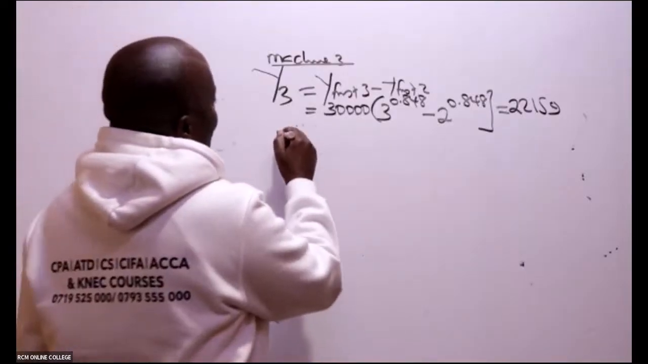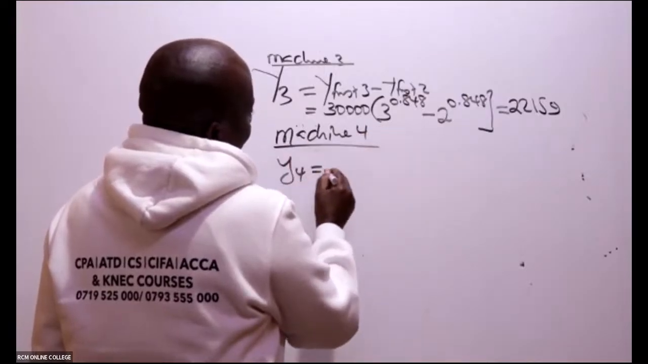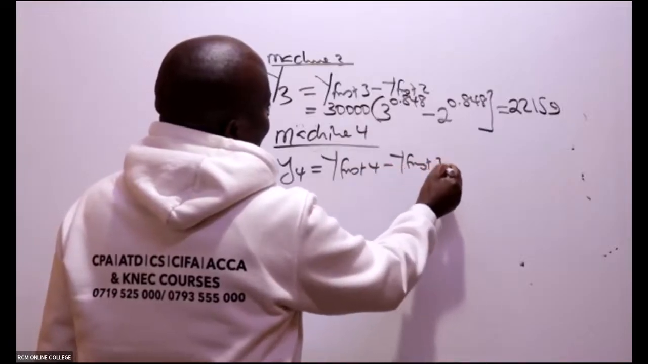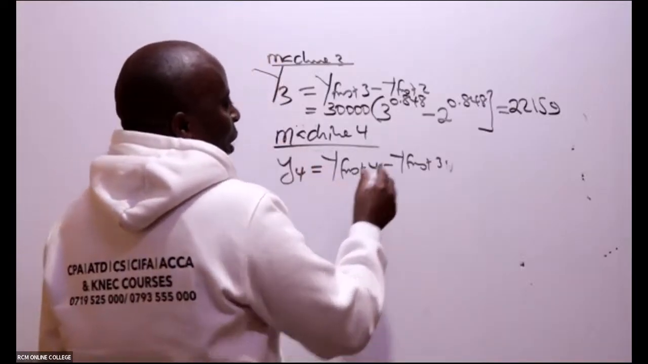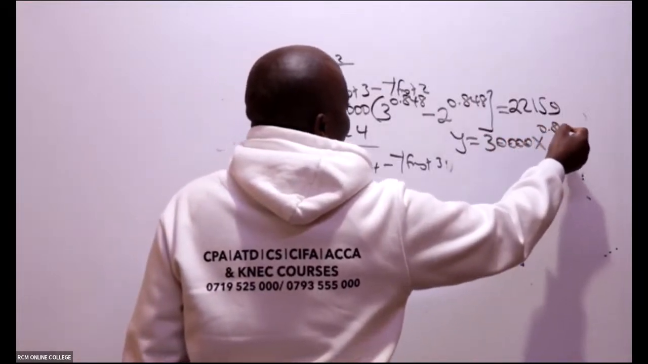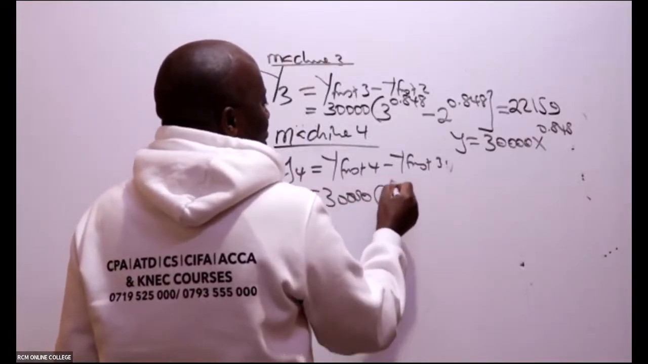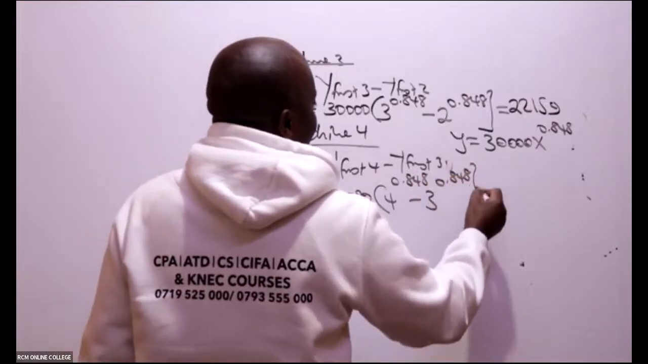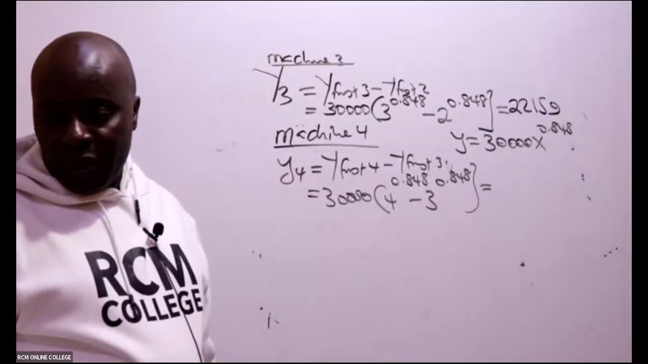So for machine 4, what do we have? First of all, this needs expansion. So it is Y4. So it will be Y first 4 minus Y first 3. Then remember our equation. Our learning equation was Y equals 30,000 X raised to 0.848. So then these will be 30,000 into 4 raised to 0.848 minus 3 raised to 0.848. Are you able to give us this answer?